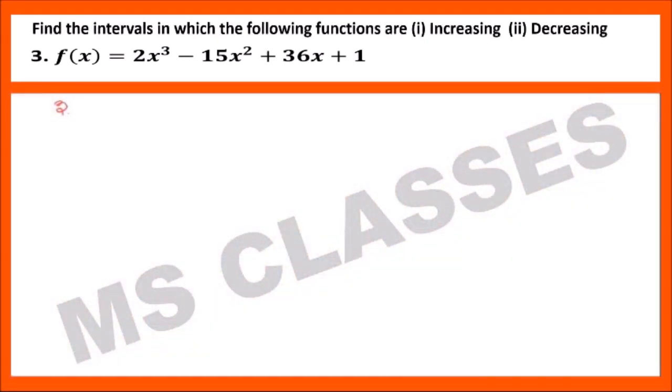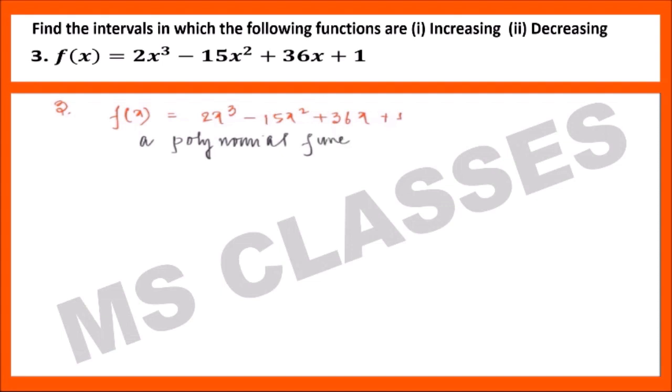Find the interval in which the function is increasing or decreasing. So f(x) is given as 2x cubed minus 15x squared plus 36x plus 1. Now this is a polynomial function of degree 3.